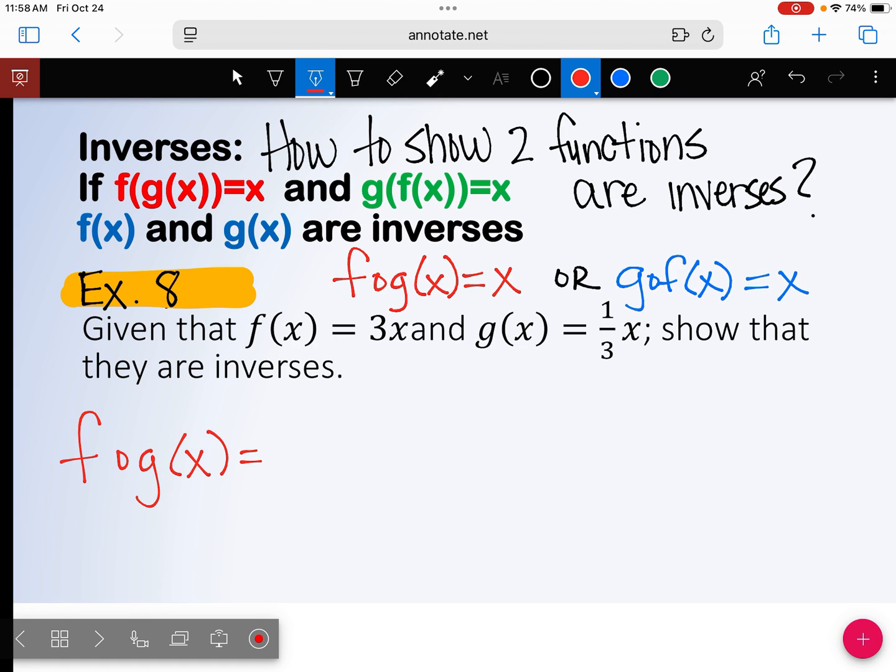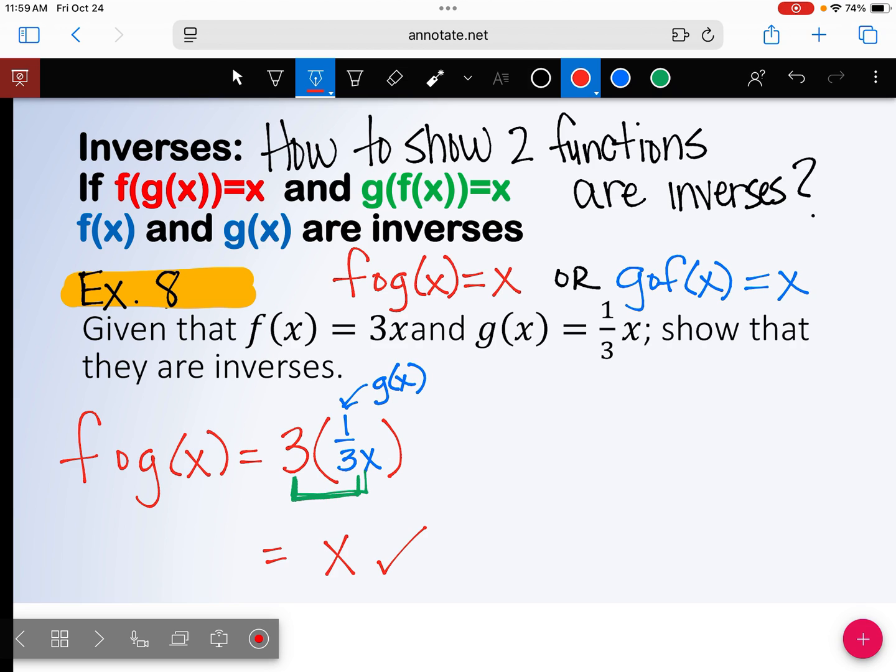So I'm going to take my f function, which is just a 3x, and inside the 3x, I'm going to put in 1/3 x. That's my g function. I literally took g and put it inside of f. And the only thing we need to do is simplify. When we multiply 3 times 1/3, what is 3 times 1/3? 1. So did we end up with an x? Yes. So I already know that they're inverses.